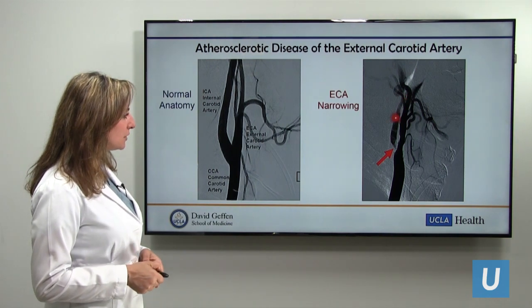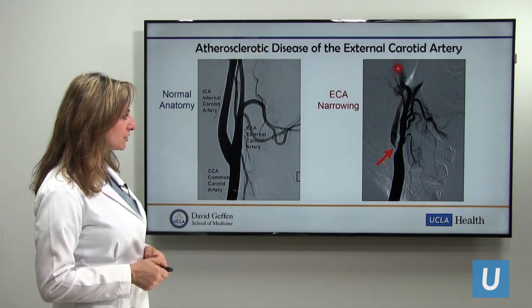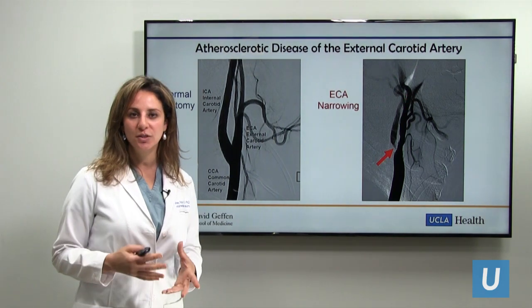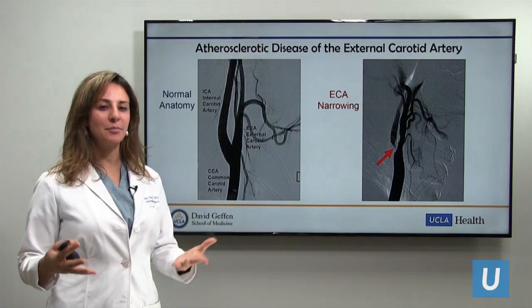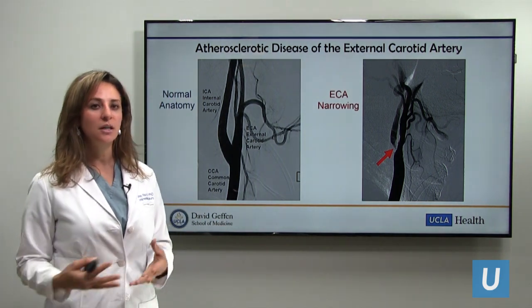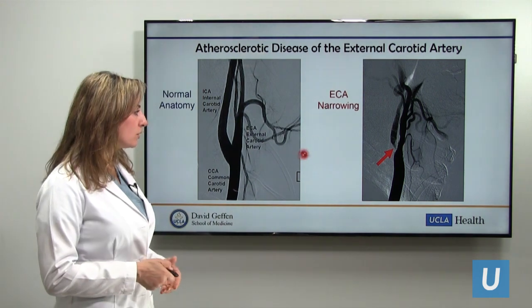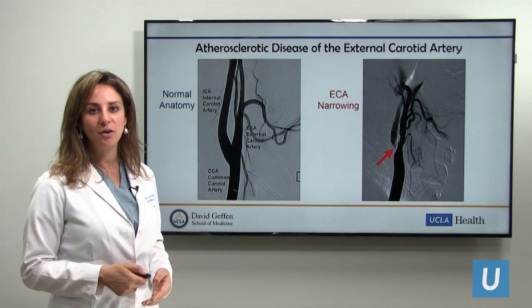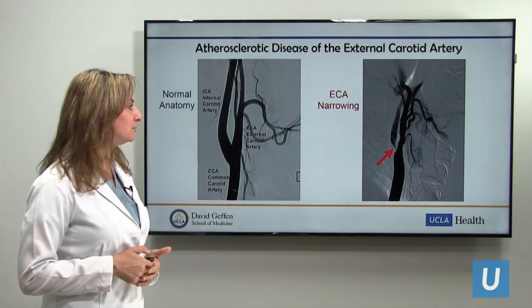And in this example, you have narrowing in the external carotid artery going to the face and to the scalp. So that can happen. It can happen either in the internal carotid part, in the external carotid part, or lower down in the common carotid part. And we treat it as we see it.